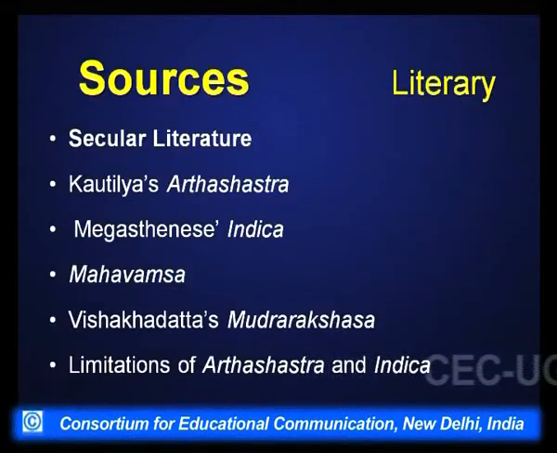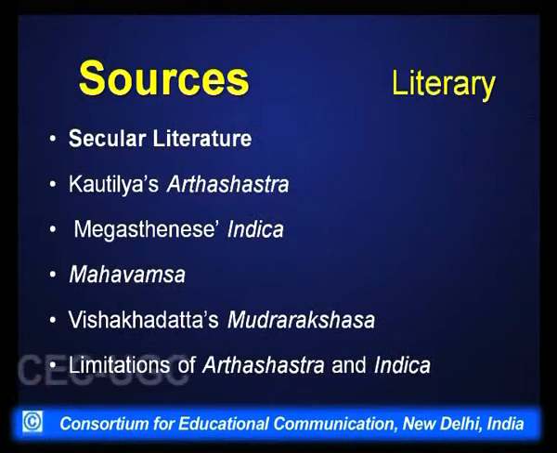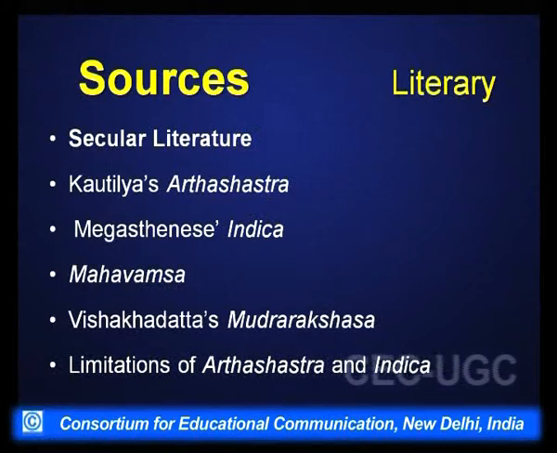Then we have this Buddhist text called Mahavamsa. Mahavamsa in fact very clearly mentions that Chanakya was the minister of Chandragupta Maurya. So, this certainty that Chanakya was minister of Chandragupta Maurya also is established by this text called Mahavamsa, which is a Buddhist text.